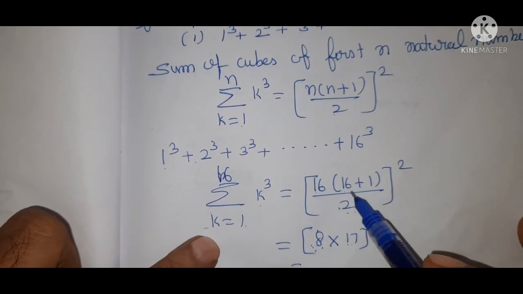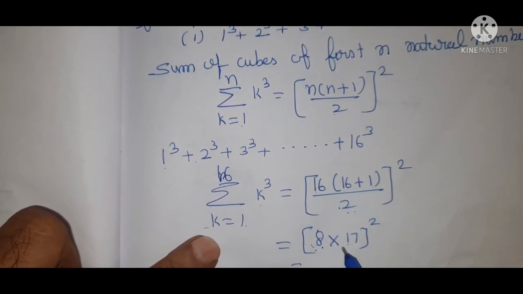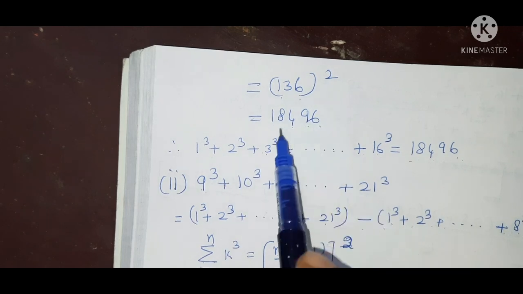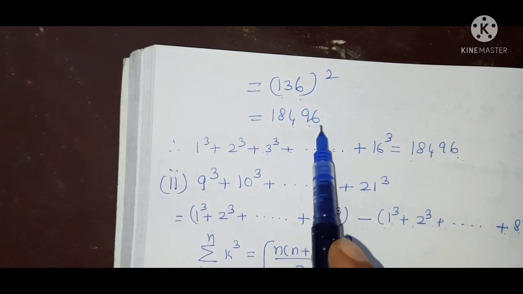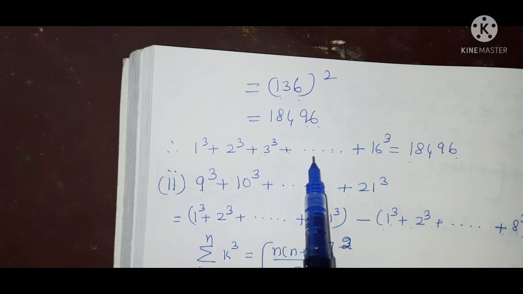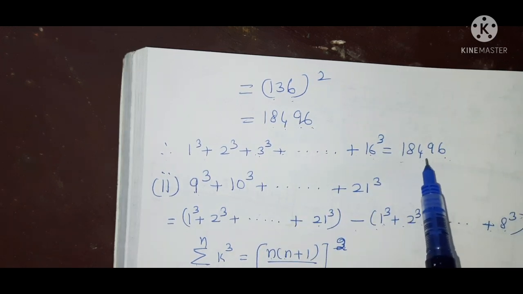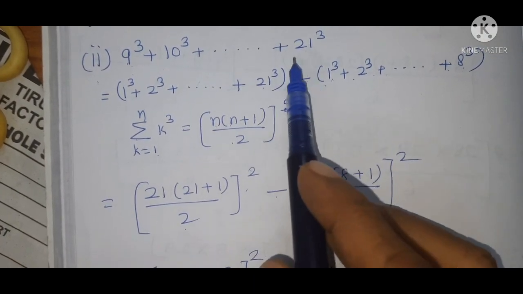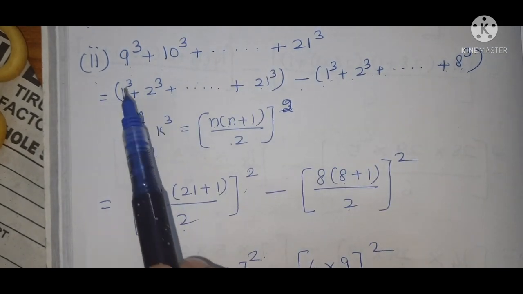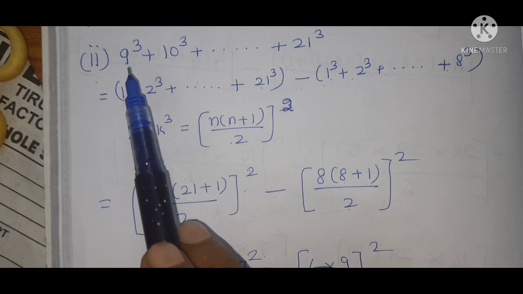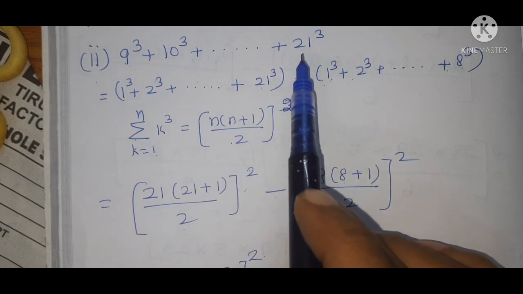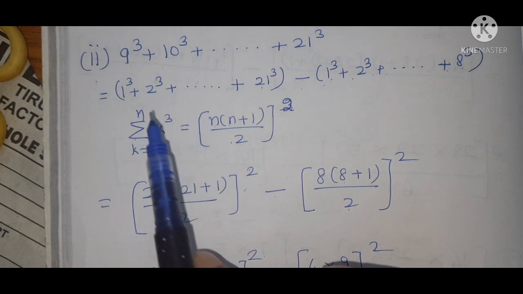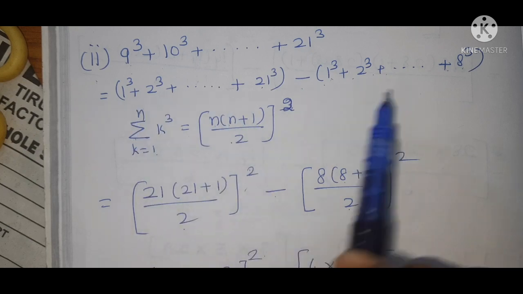16 divided by 2 we get 8. 16 plus 1 is 17. 8 into 17 the whole square. 136 the whole square. We get 18,496. Therefore 1 cube plus 2 cube plus 3 cube and so on plus 16 cube is equal to 18,496. Second sum, 9 cube plus 10 cube and so on plus 21 cube. Here cube numbers are given. We are starting from 9 and ending with 21. Our formula is only for starting from the natural number 1, 2, 3 and so on.